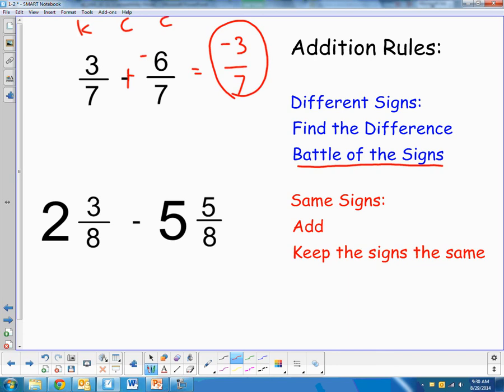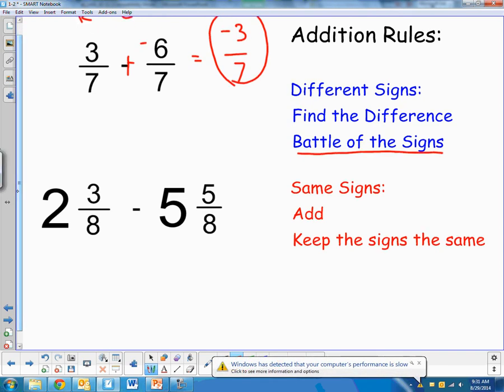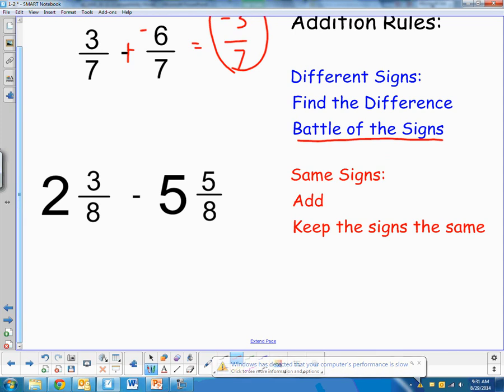The next one here. Now, with this one, if you did this, you may have gotten lucky. However, you cannot or should not, maybe is the better way of saying it, just subtract the whole numbers, 2 minus 5, and then subtract the numerators, 3 minus 5. That is going to run you into some trouble later on. You might have gotten lucky with this problem. However, most of the time, it will not work out well for you. And so I want to warn you, don't just subtract the whole numbers and then subtract the numerators.